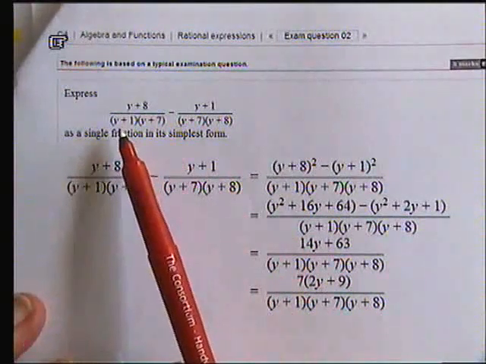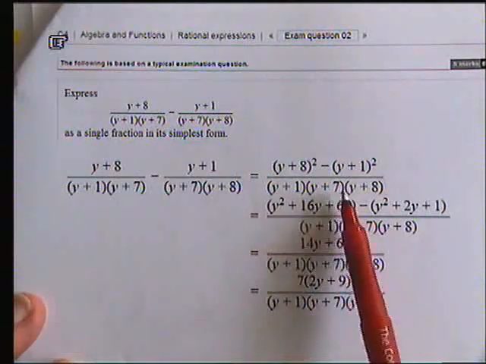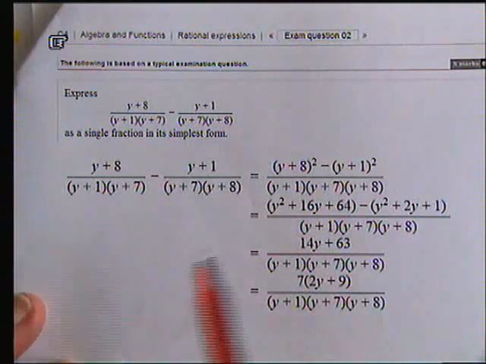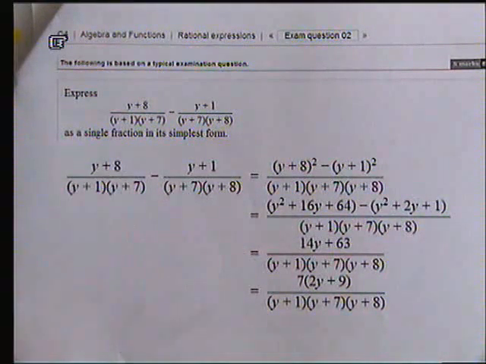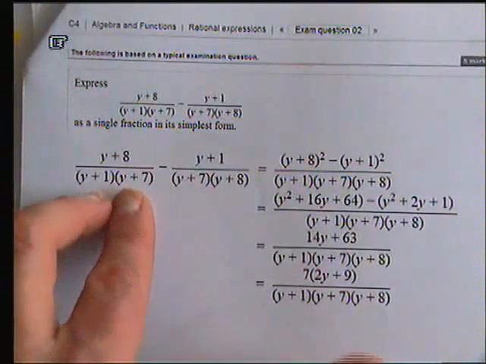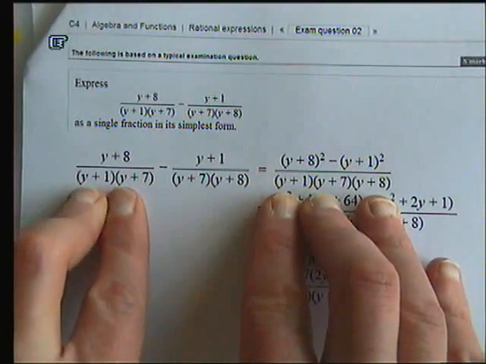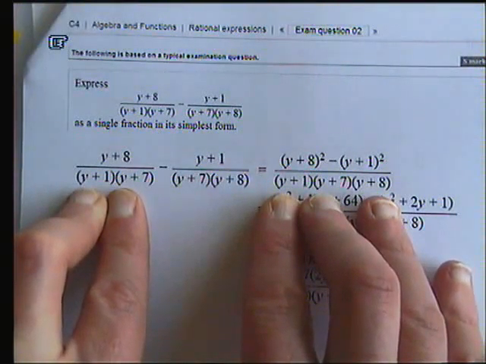The common denominator, you need a y plus 1, a y plus 7 and a y plus 8. 3 things there. Then you're sort of cross multiplying, but you've already included some things. If you say what is in the bottom fraction on my right here that is not on the bottom there, it's a y plus 8.